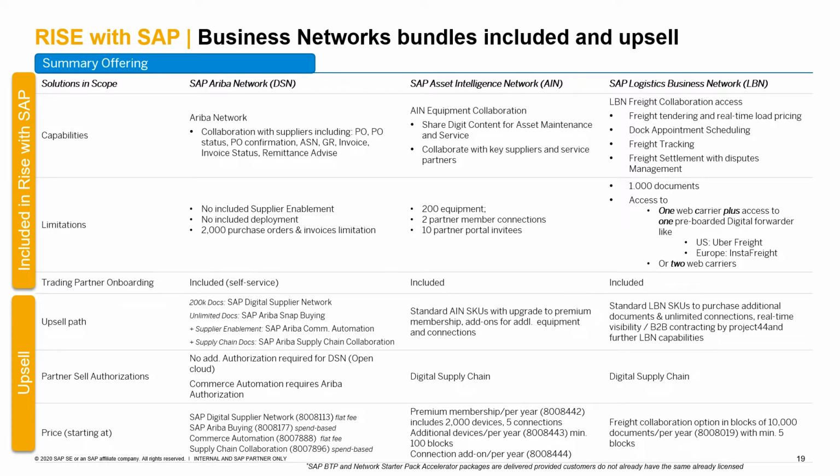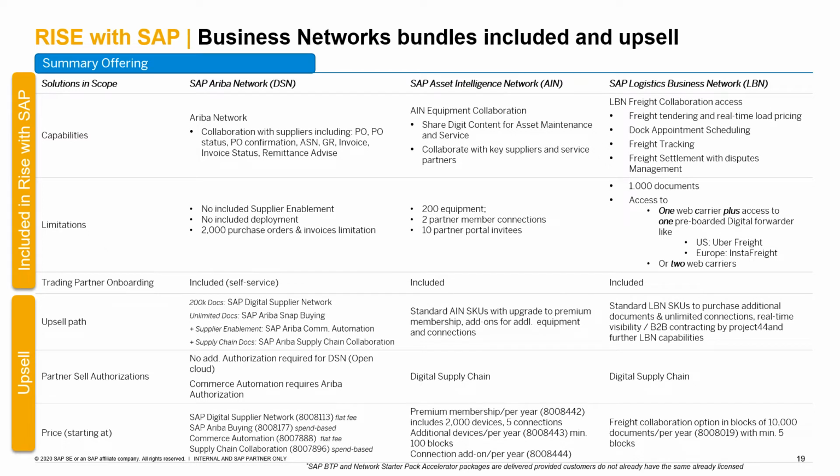Okay, so for the Ariba Network, there are no additional authorization requirements for the DSN. It's the open cloud. But then there's commerce automation. It requires the Ariba authorization. So partners, please make note. If you've already got that, you're good to go. Next, for the other two, Asset Intelligence and Logistics Business Network, you do require the digital supply chain partner sell authorization in order to sell the full production license.